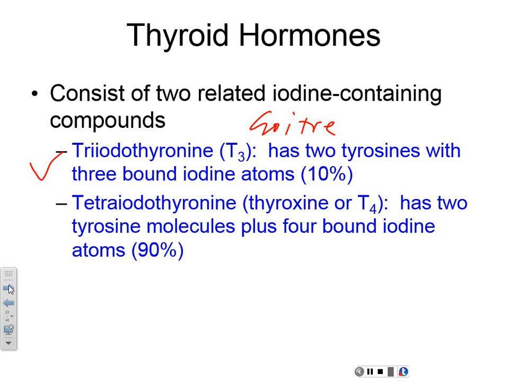Triiodothyronine, which is the active one. So there's only 10% of it. And then the tetraiodothyronine, which is 90%, has got 4 iodine molecules on it, and is the inactive one. So whenever it acts, it will be converted to T3 first, before it does its thing. Okay? So it makes sense, right? Having more of the inactive one, so that when you need it, you just convert it to the active type, and then that's it. Okay?